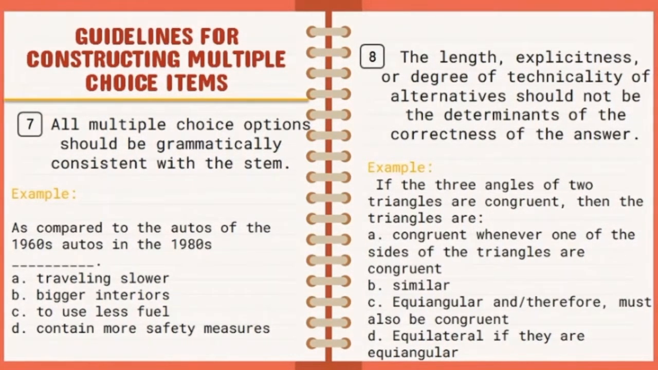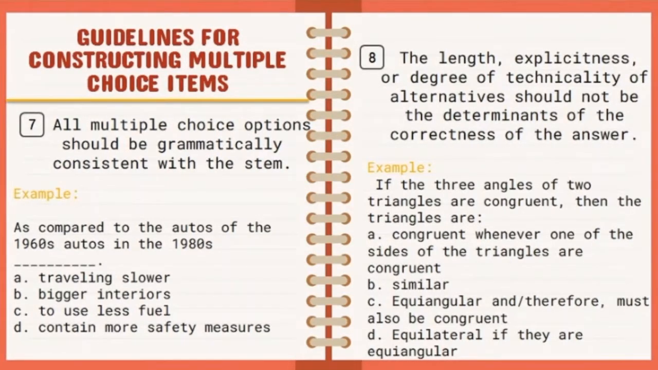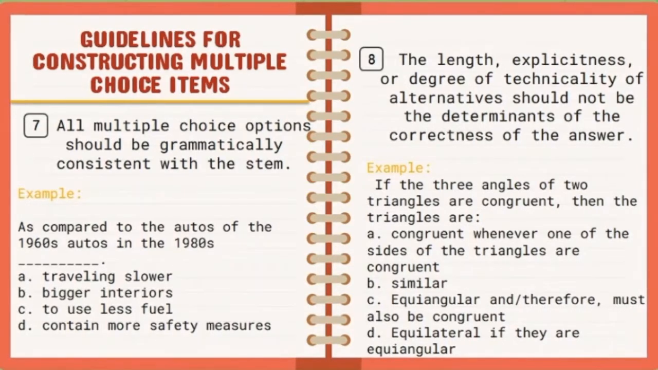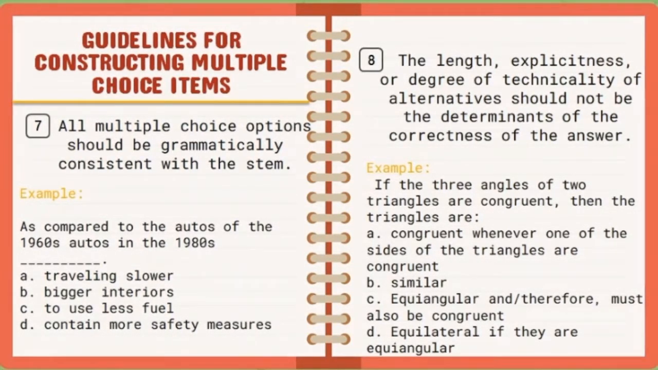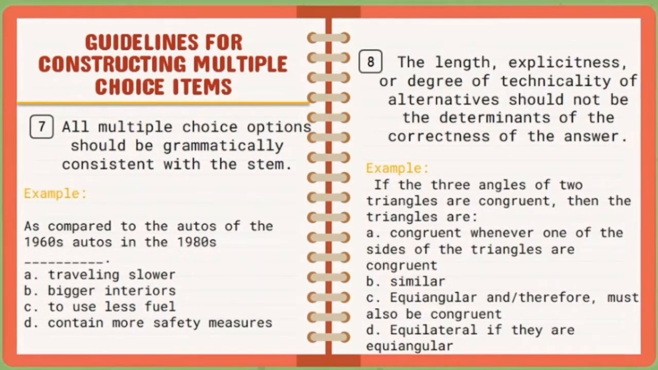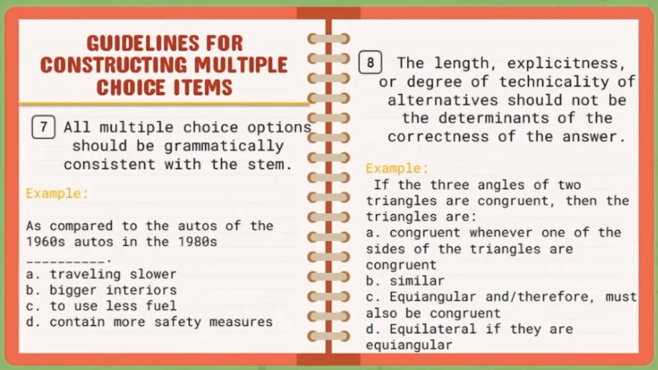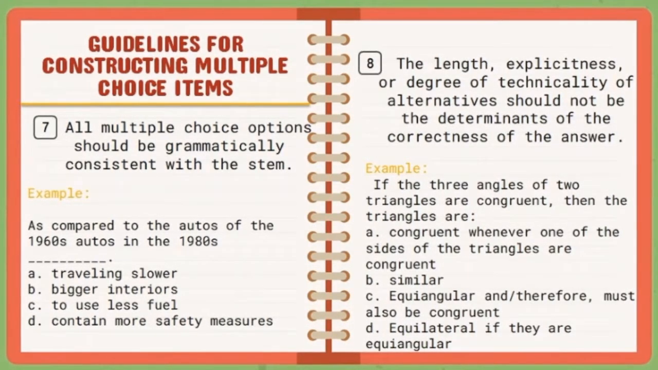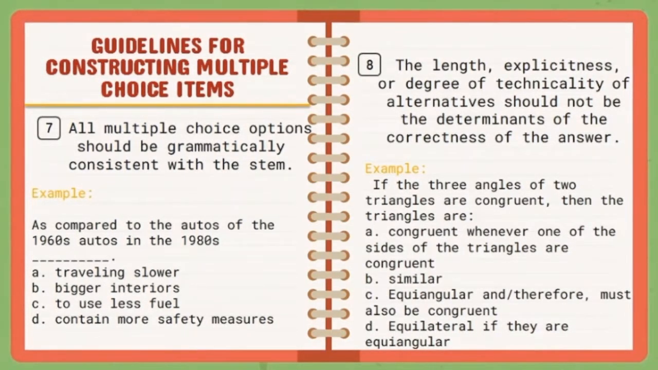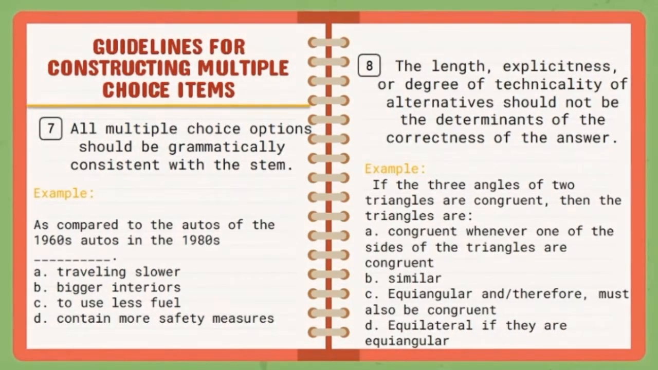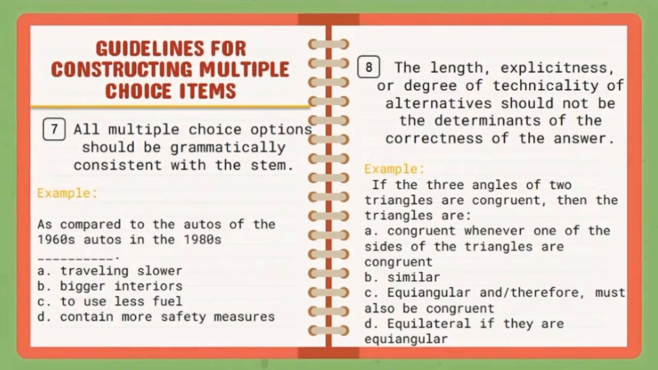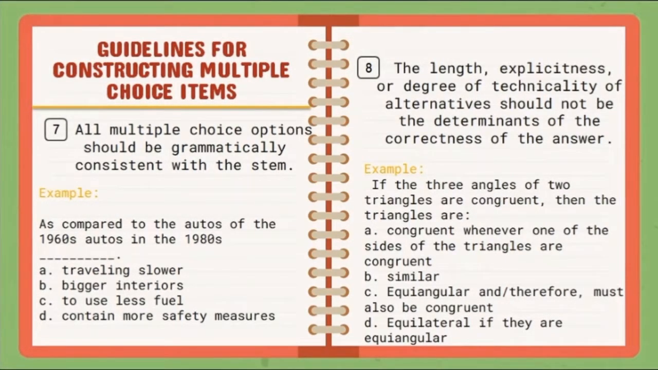Number 8. The length, explicitness, or degree of technicality of alternatives should not be the determinants of the correctness of the answer. For example, if the 3 angles of 2 triangles are congruent, then the triangles are: A. Congruent whenever one of the sides of the triangles are congruent. B. Similar. C. Equiangular and therefore must also be congruent. D. Equilateral if they are equiangular.